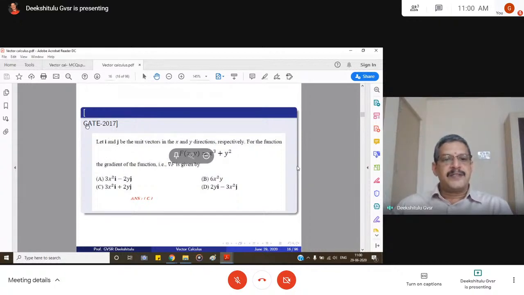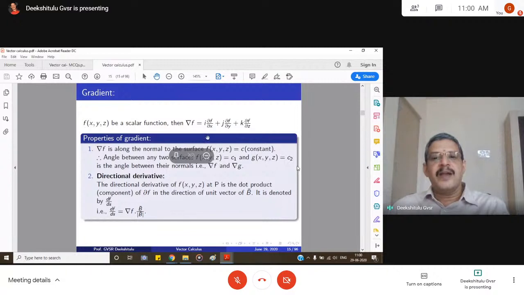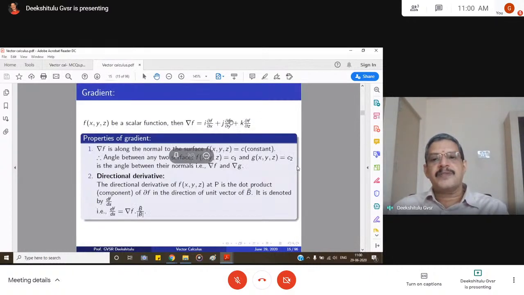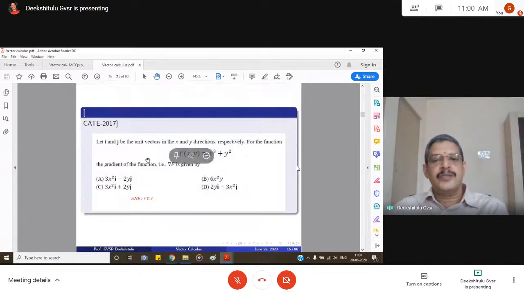This is given in GATE 2007: i and j are unit vectors in the x and y directions respectively. For the function f(x, y) = x³ + y², the gradient of the function is given by what? Gradient is given by i ∂f/∂x plus j ∂f/∂y plus k ∂f/∂z, but the given function is only in the xy plane, so the k component, the last term, becomes 0. Then i ∂f/∂x is 3x², plus j ∂f/∂y, that is 2y. So the answer is 3x² i plus 2y j. That is our gradient of the function.